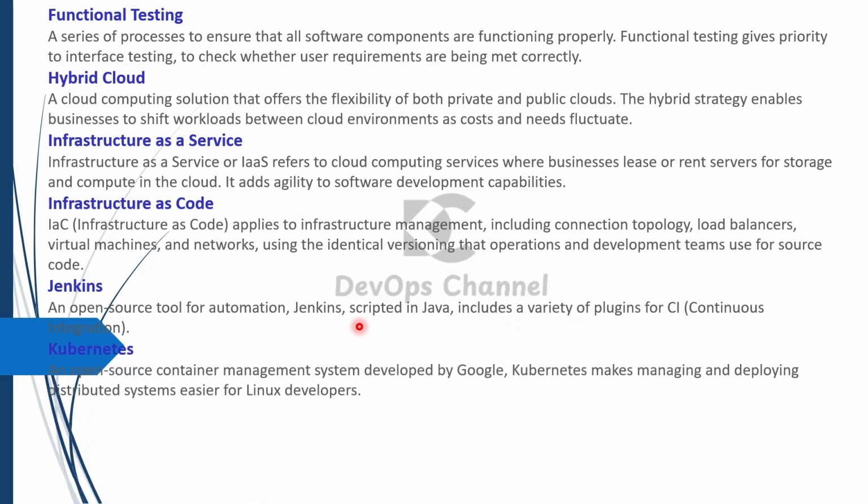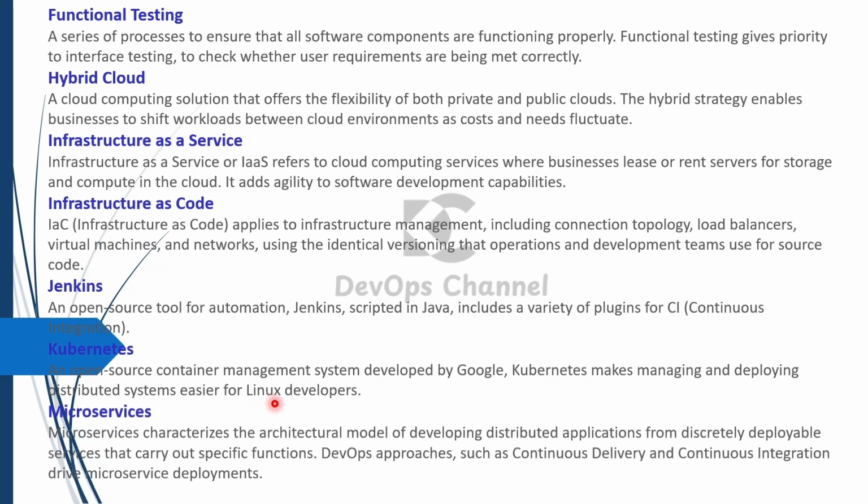Okay. Next one is Kubernetes. We have also discussed it. It's a containerization orchestration tool developed by Google, and Kubernetes makes managing and deploying distributed systems easier for Linux developers. Next one is microservices. We have just discussed it in our previous lecture. So it categorizes the architectural model of developing distributed applications from discretely deployable services that carry out specific functions. Okay.